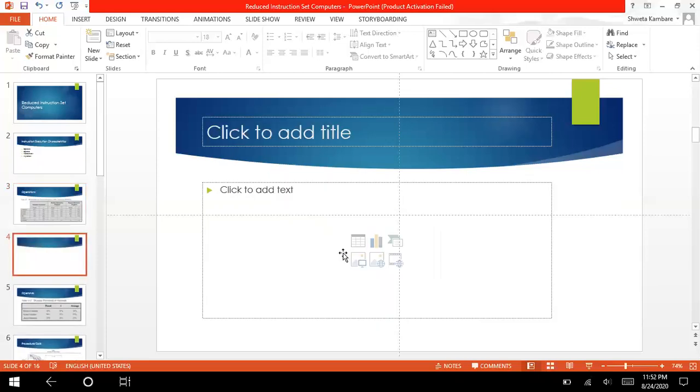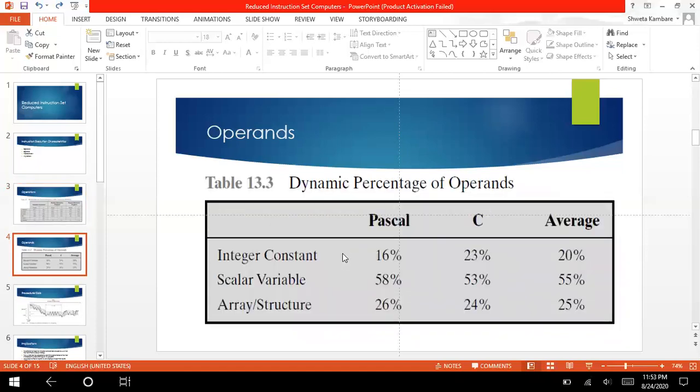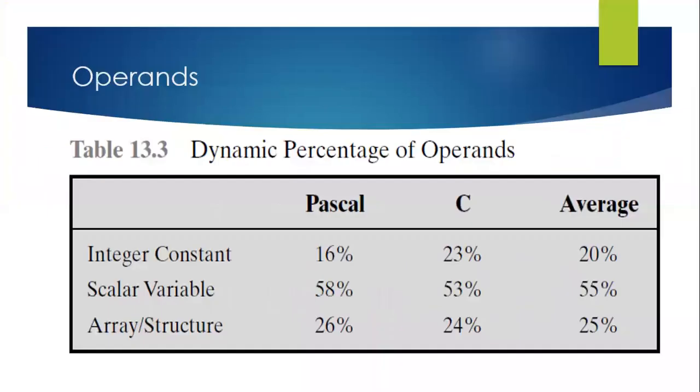Next point is operands. When we are talking about any instructions, there are going to be different kinds of operands. This is integer constant, scalar variable, and array or structure. These are different types of operands, and here you can see the percentage. In Pascal, 16% of operands are integer constants. In C, 23% of the operands are integer constants.